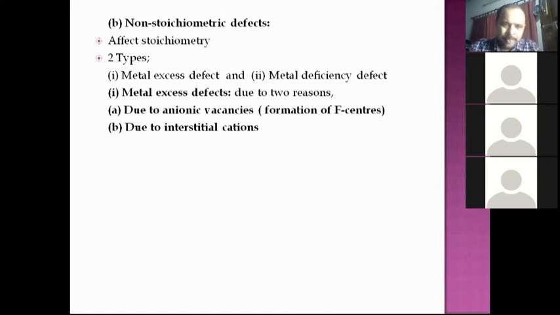So due to anionic vacancies. What do you mean by anionic vacancy? The anion has vacated. The lattice point of the anion is vacant. This particular thing is very important. Here, there is something called the F-center concept. So due to anionic vacancies, some F-centers will be formed. You know this. I'll discuss it while explaining.